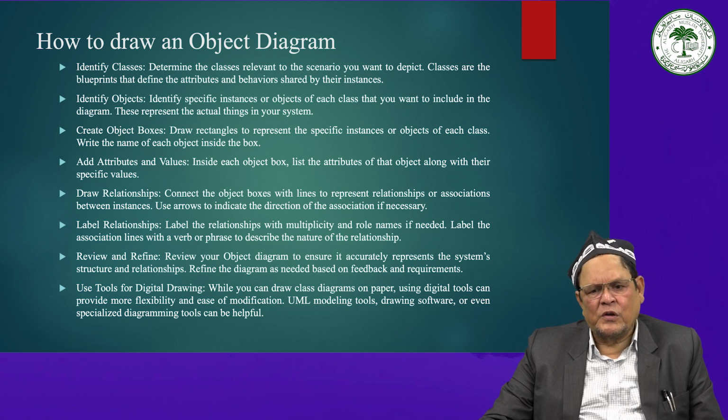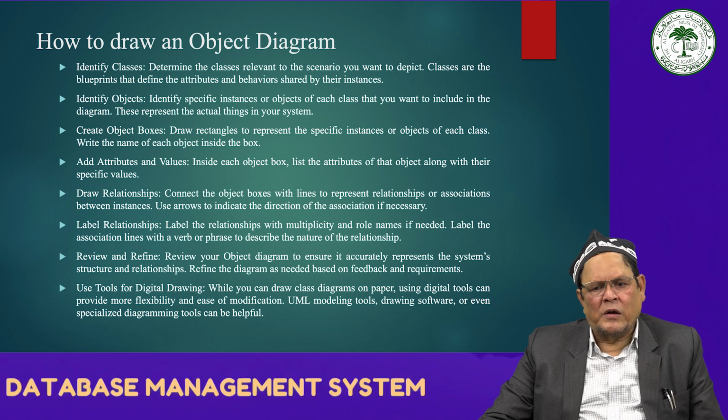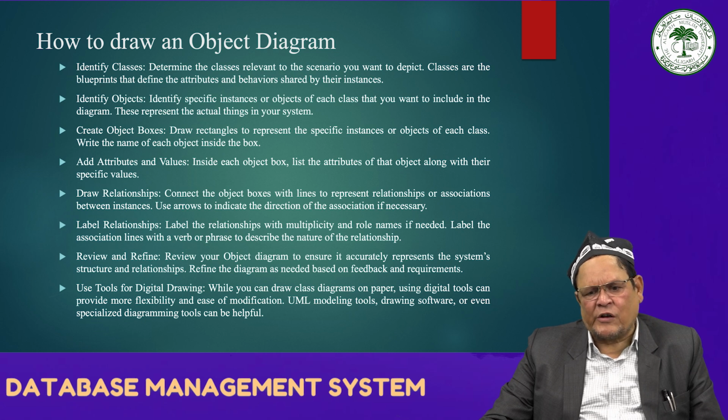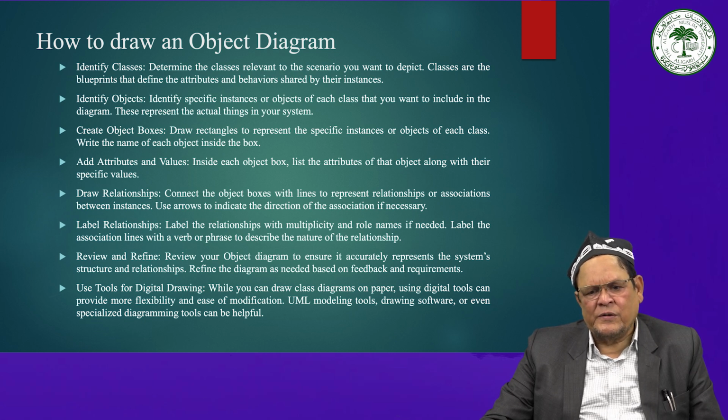Label the relationships with multiplicity and role names if needed. Label the association lines with a verb or phrase to describe the nature of the relationship. Review and refine. Review your object diagram to ensure it accurately represents the system's structure and relationships. Refine the diagram as needed based on feedback and requirements.